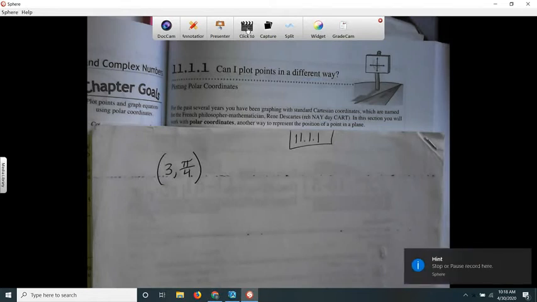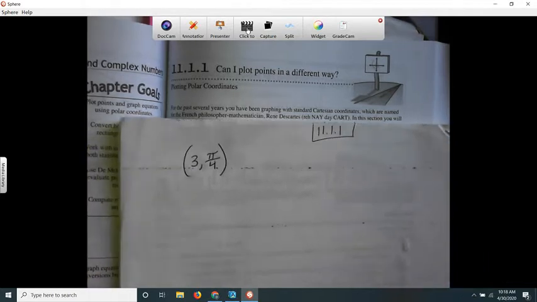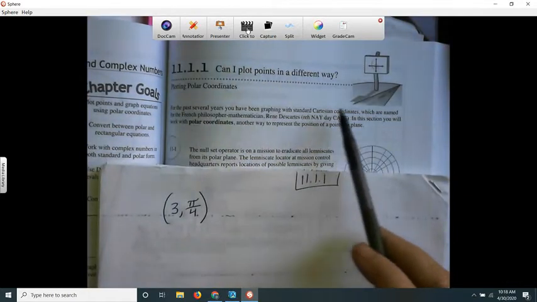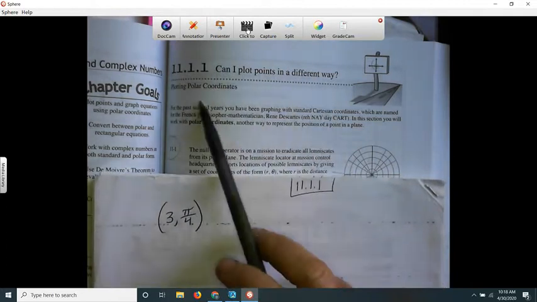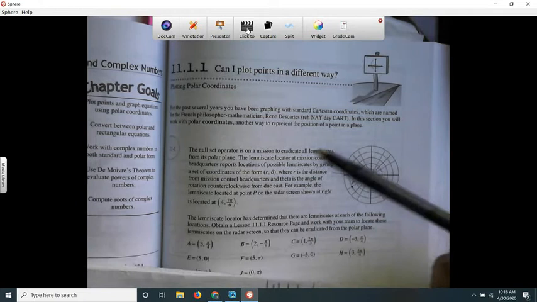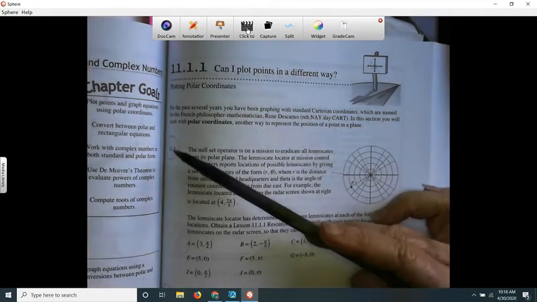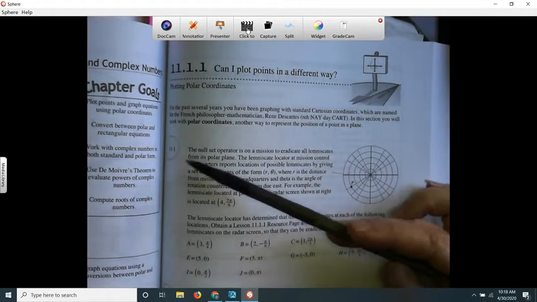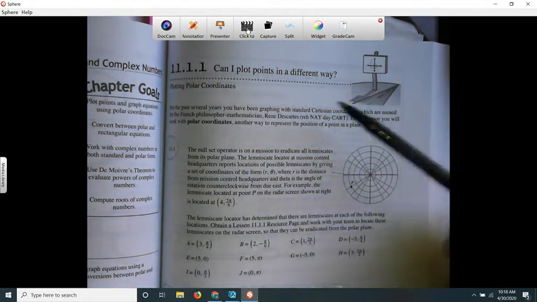Here's your pre-calc lecture for 11.1.1. I'm not going to read all this out loud. I want you to look in your book and you can read all this. It's very interesting. I'm going to refer to problem 11-1, but I'm not going to read all the little story they have with it.